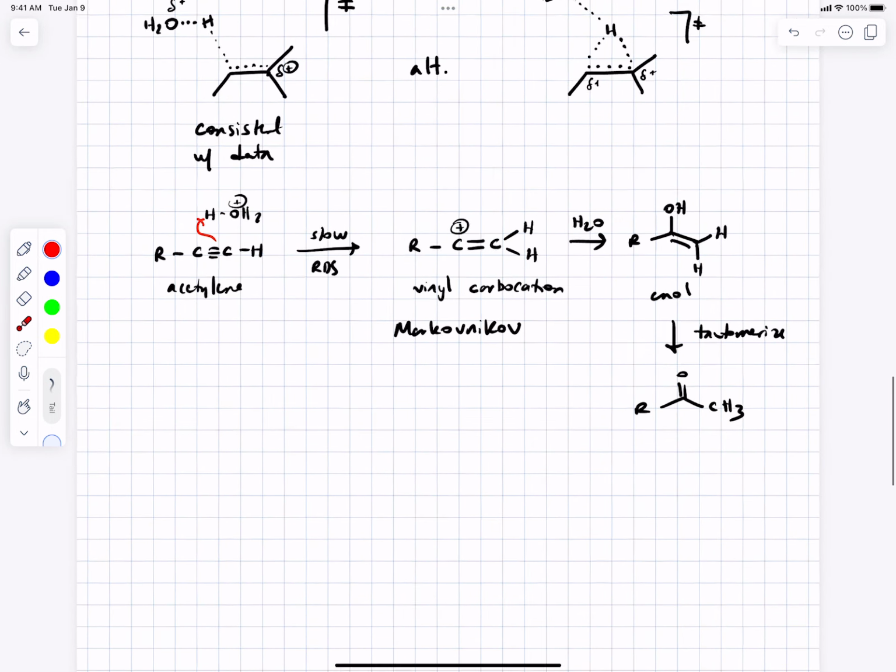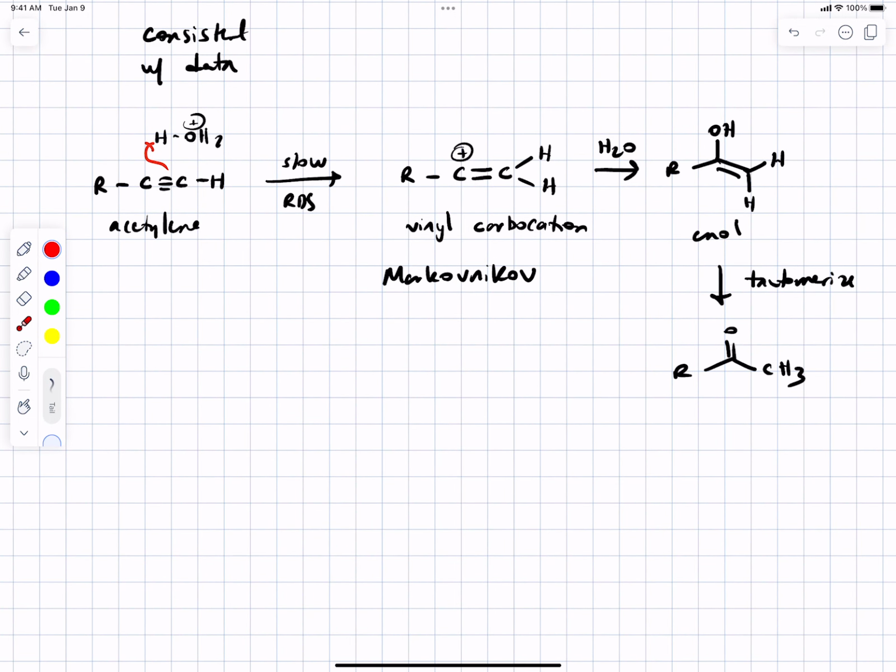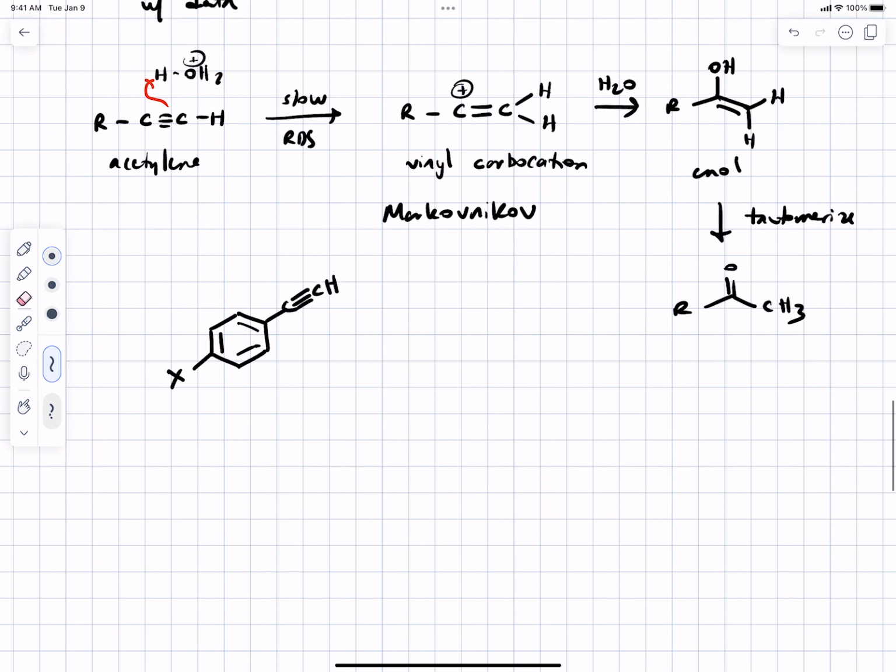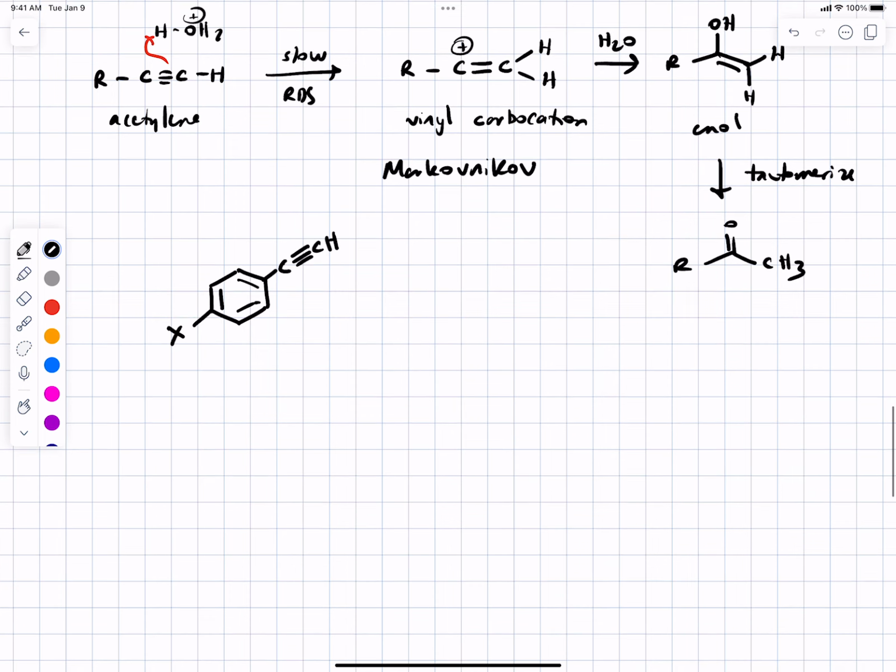Another piece of evidence for a carbocationic intermediate is that if you do the Hammett analysis for a phenylacetylene, we'll have some X group there, and then here's your alkyne. The rho value for this particular reaction is minus 3.8.